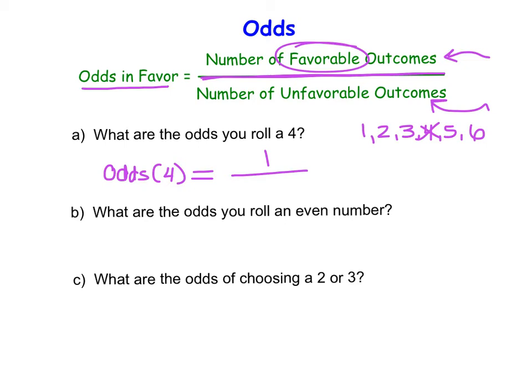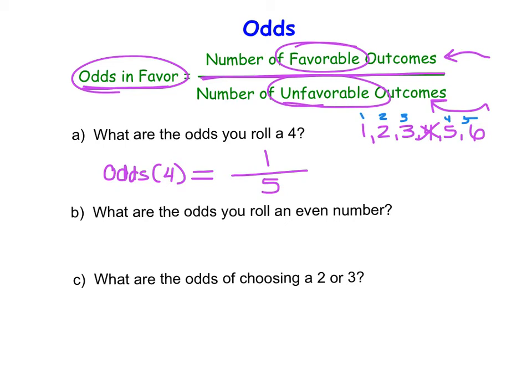Now, my denominator in this case is no longer the total. In odds, my denominator is actually the number of unfavorable outcomes, which if we look here in this list of 6, we have 1, 2, 3, 4, 5 numbers that are unfavorable outcomes. So our denominator here is going to be 5. So notice the slight differences between odds and probability. Probability is favorable over total. Odds is favorable over unfavorable.